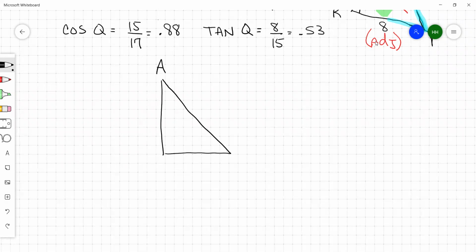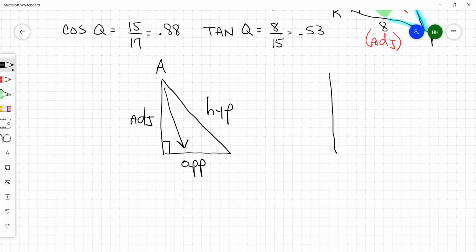If we're looking at angle A, this side here is the hypotenuse, isn't it? And in relation to angle A, here's the opposite. And here's the adjacent. Agreed?